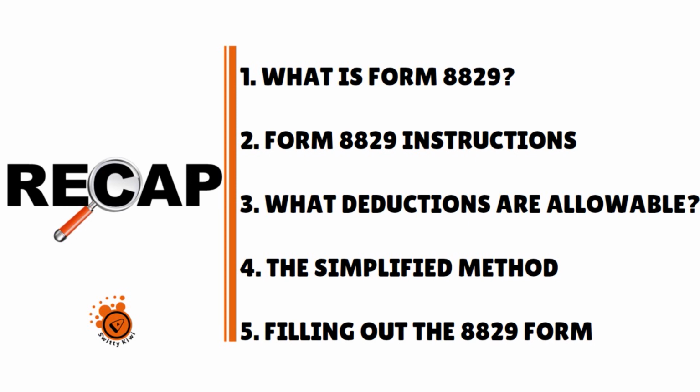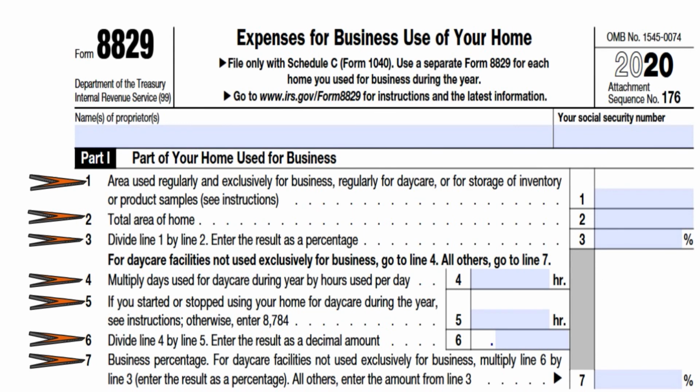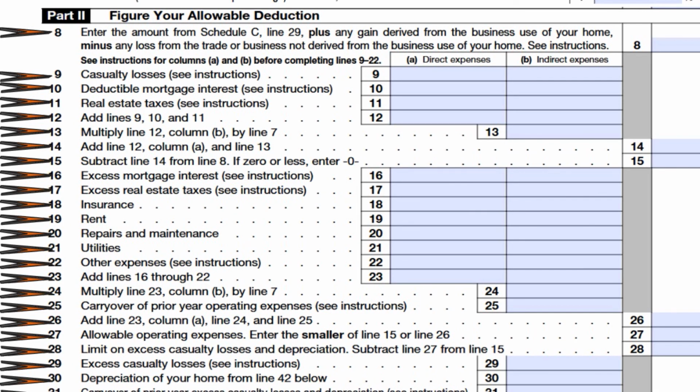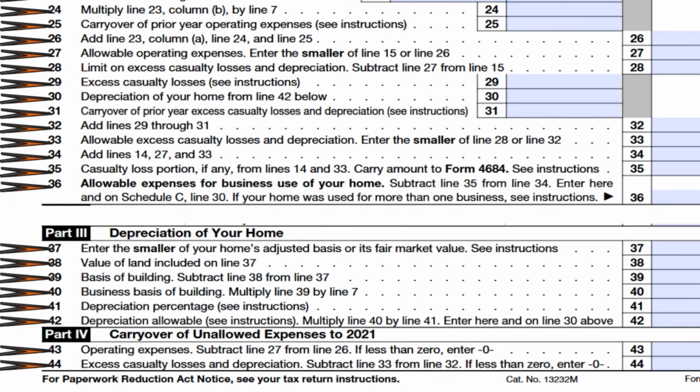The first part is the portion of your home used for business. The second part is figuring your allowable deduction. Part 3 is depreciation of your home, and part 4 is carryover of unallowed expenses to 2021 or 2022, the next year. Let's just say it this way.